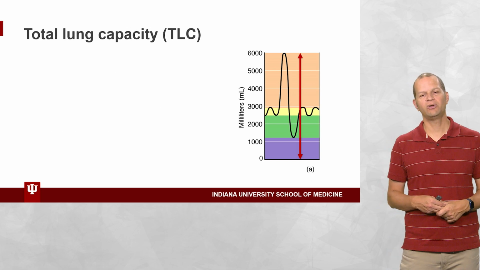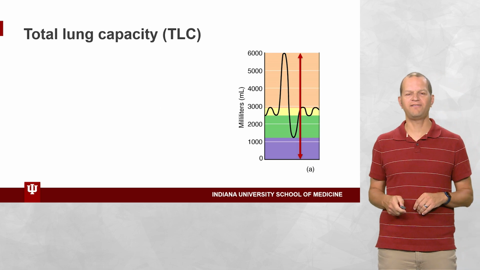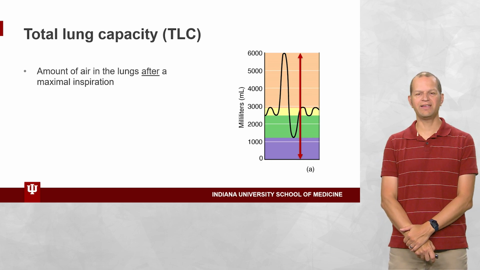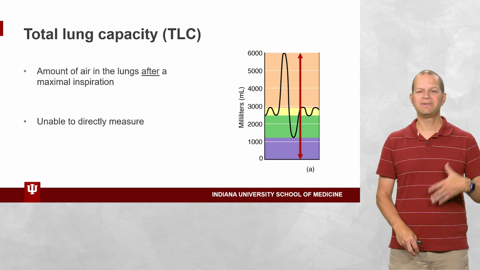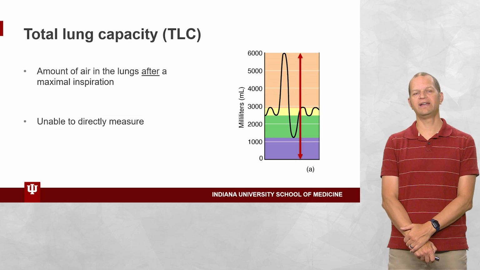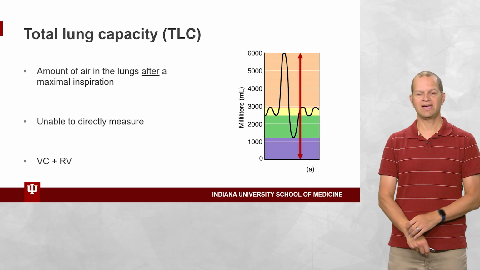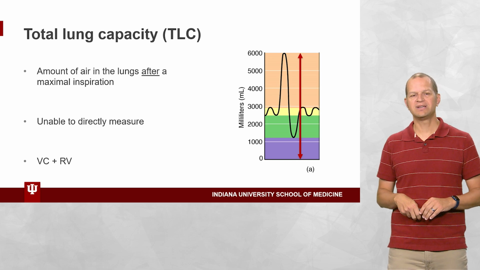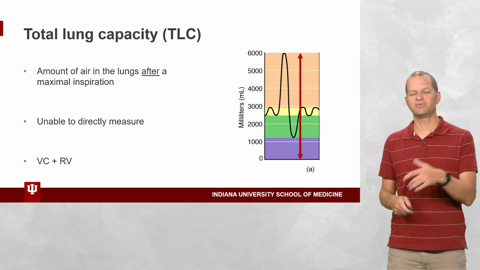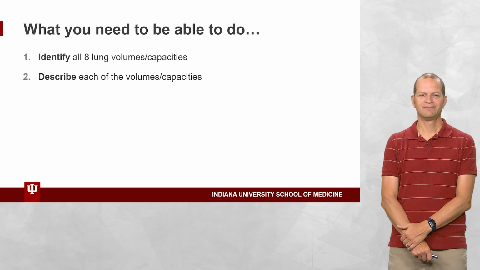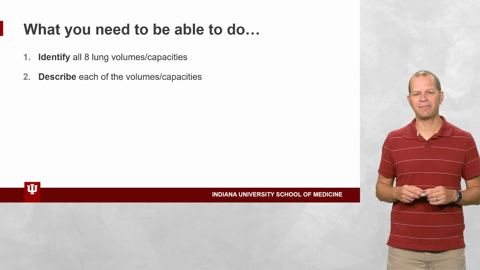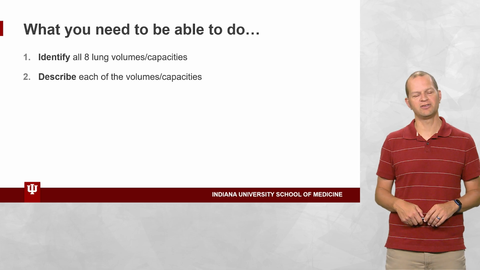And that just leaves total lung capacity, which includes all four of the volumes. It's exactly what it says it is. How much air is in your lungs when you fill them up all the way? But because it involves residual volume, we're unable to directly measure it. Okay, so it does involve all four of those volumes. What you can also do is you can just do vital capacity plus residual volume. So I hope that you can identify all 8 lung volumes and capacities and describe each of those volumes and capacities.